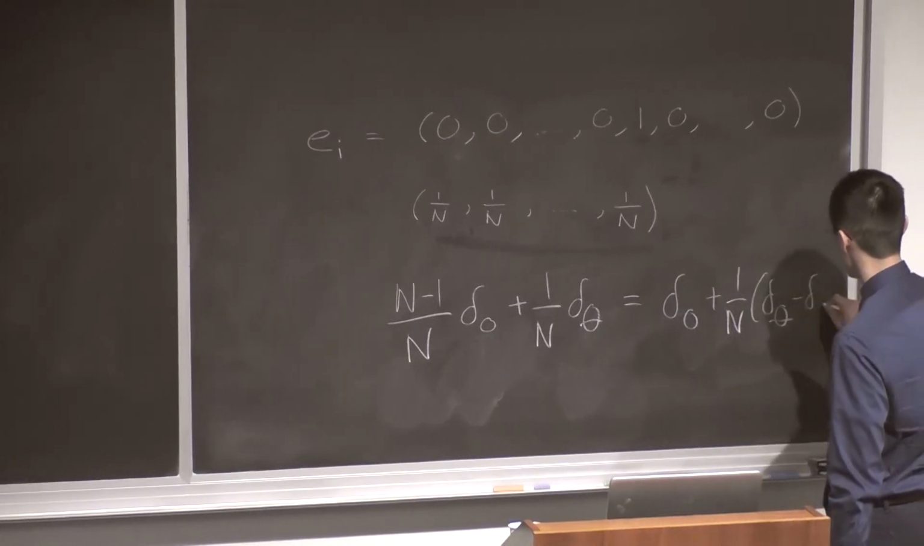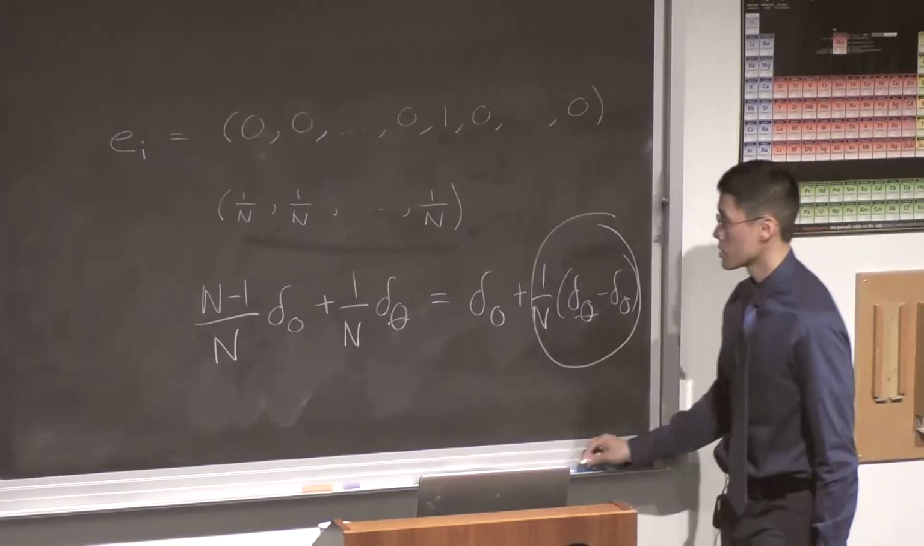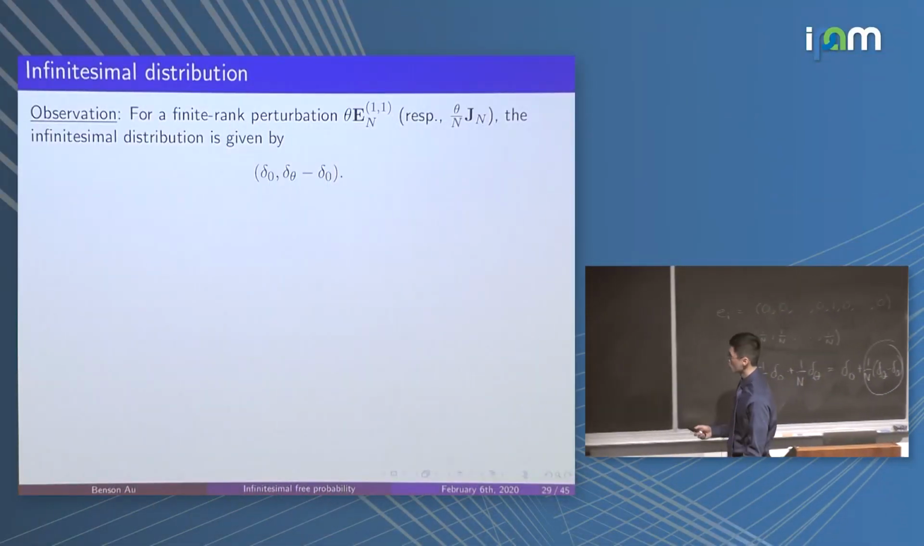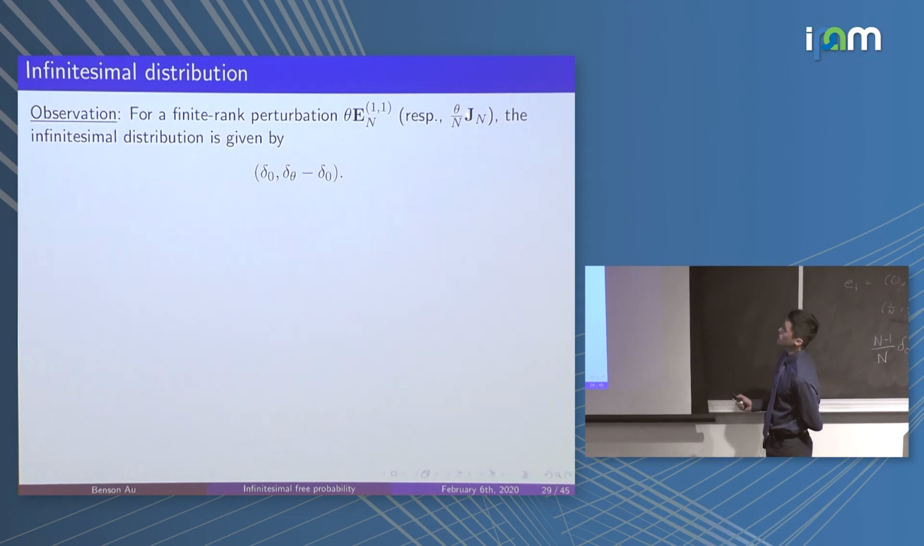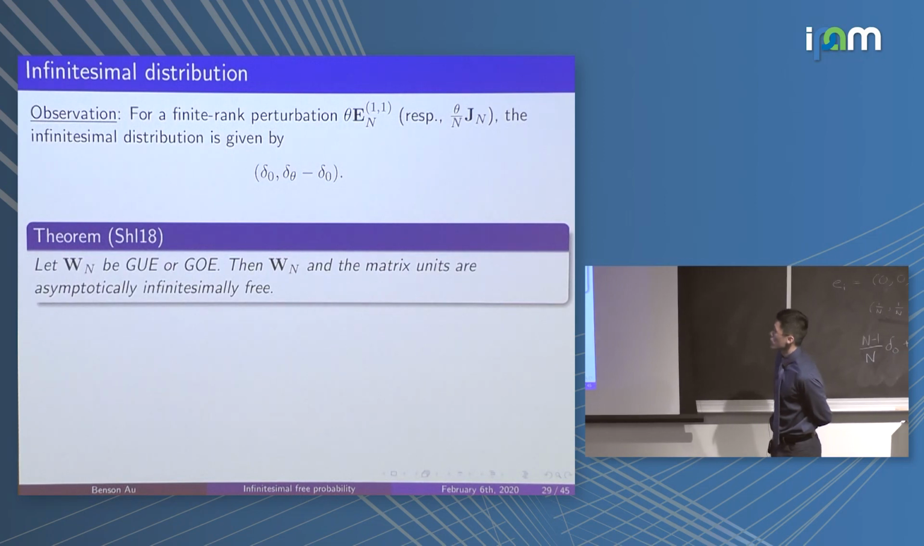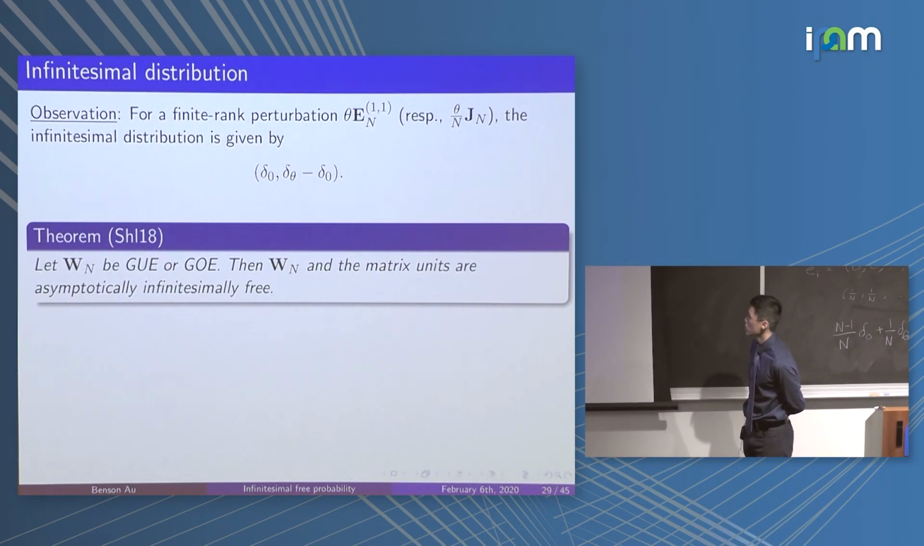And this would be your 1 over n correction, right? That's exactly what I've written down here. In the first term, I've written down the dominating term, and over here I've got my 1 over n correction. This is still true for the matrix of all ones suitably renormalized. Okay, and what Shlyakhtenko proved was that if you have your GUE or GOE, then this matrix and the matrix units are asymptotically infinitesimally free.